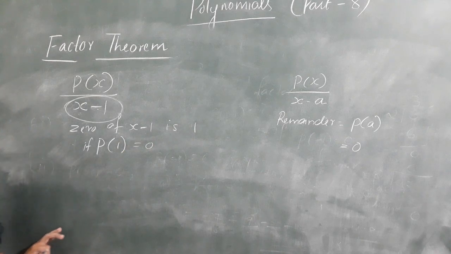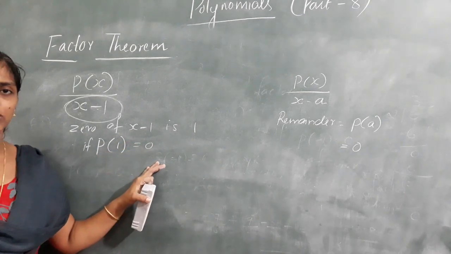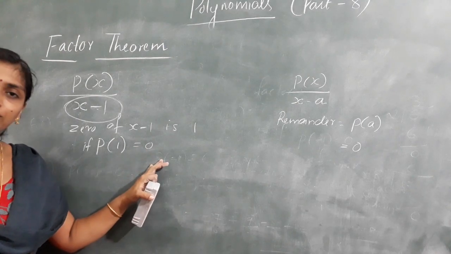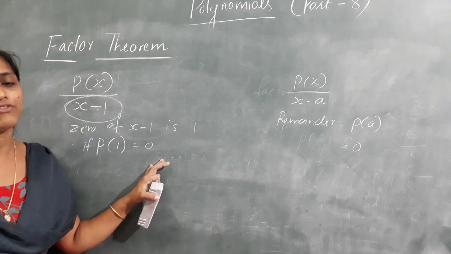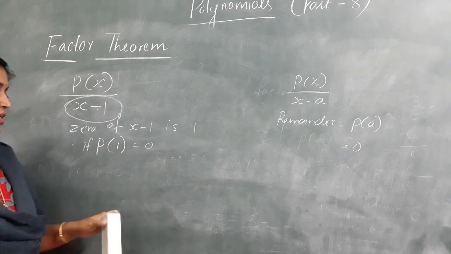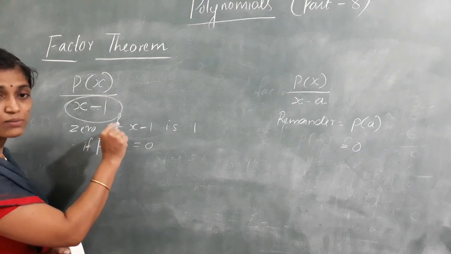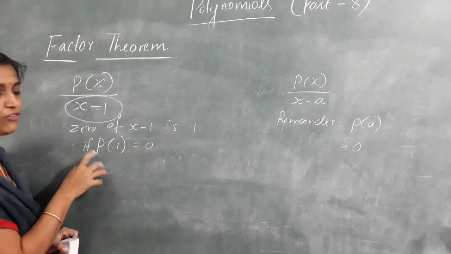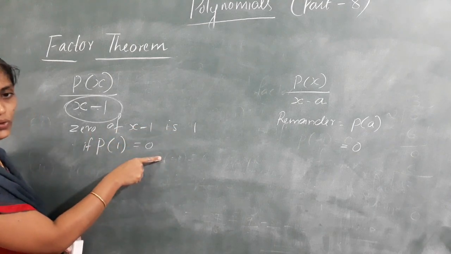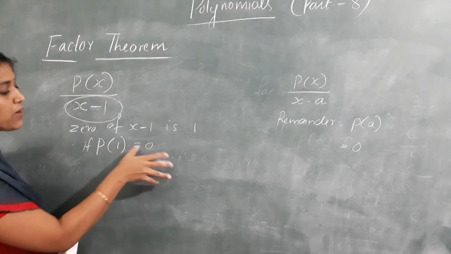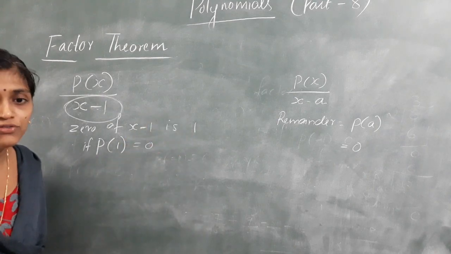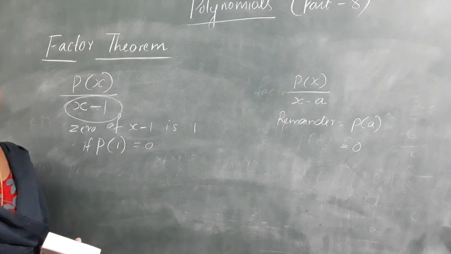And if it is given that p of 1 is equal to 0, then you can say x minus 1 is a factor of p of x. Clear? That is, x minus 1 is a factor of p of x if p of 1 is equal to 0. Second case, p of 1 is equal to 0 if x minus 1 is a factor of p of x. Clear?